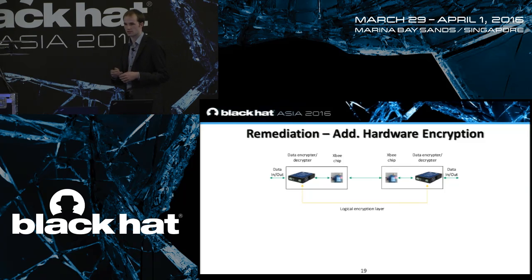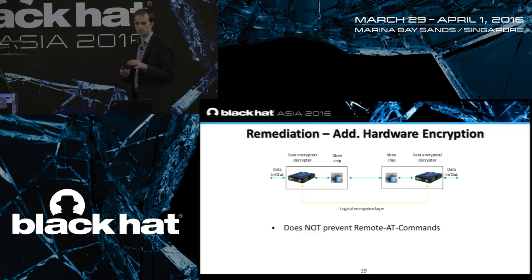So what we suggested then was, okay, if the encryption increases the latency too much, then you can simply outsource the encryption, so to speak, to a second separate chip, and you put another chip in front of the XBee chip, which does the encryption. This would then ensure that the data is encrypted by going through that channel.